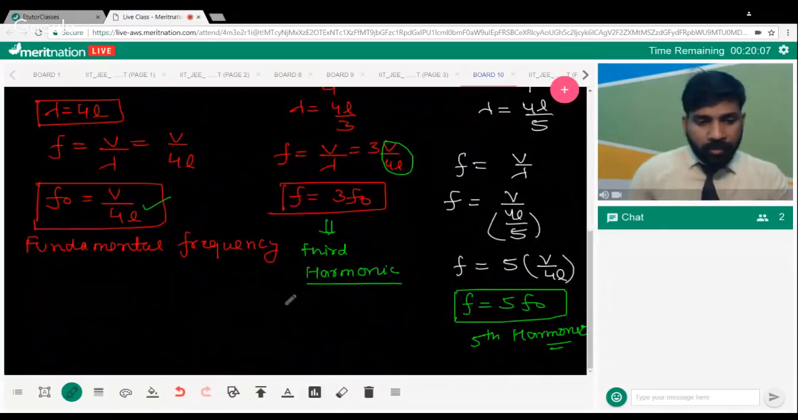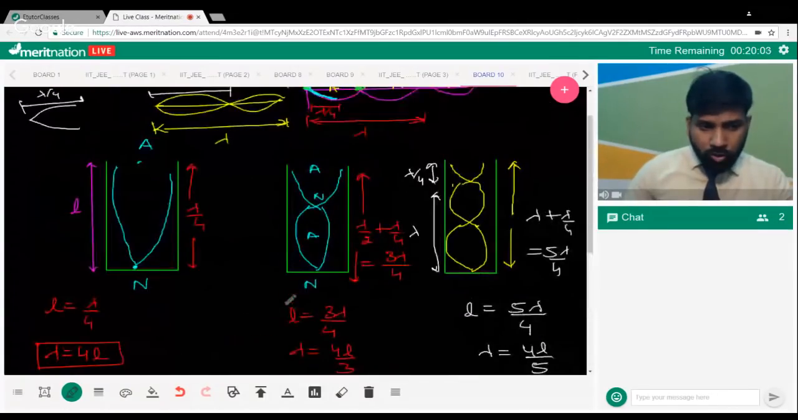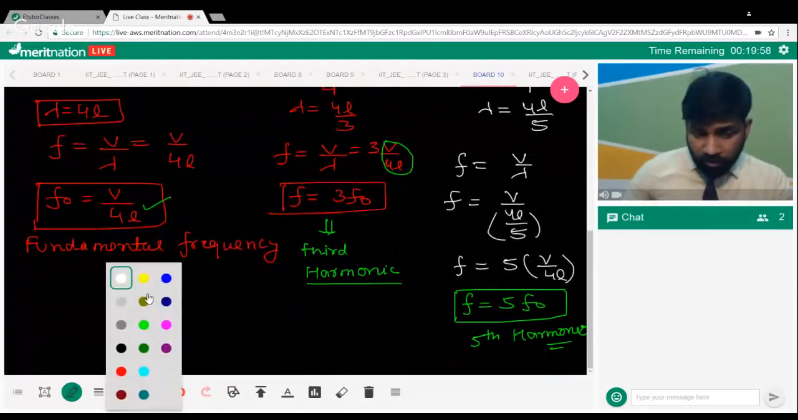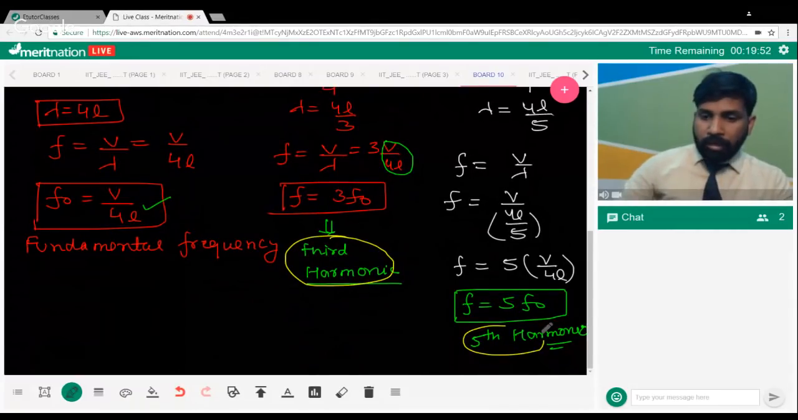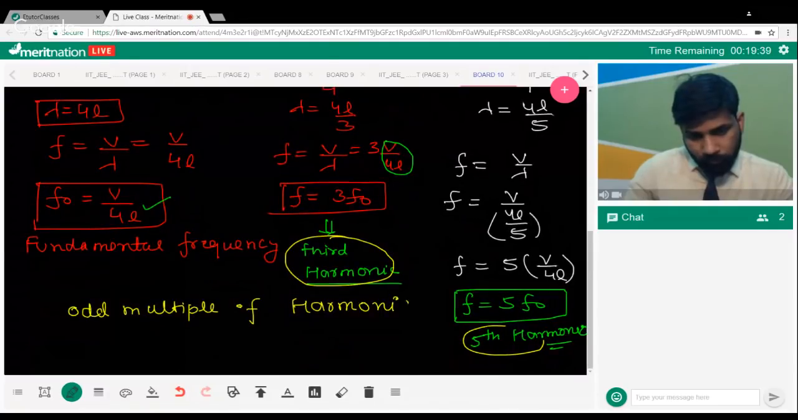So you can see here, in case of a closed organ pipe, we are only getting odd multiples of the harmonic. See, third harmonic, here we are getting fifth harmonic. Similarly, we'll get the seventh harmonic, and so on. So we can say that this is odd multiples of harmonic.